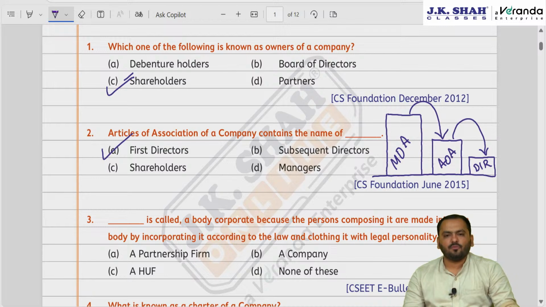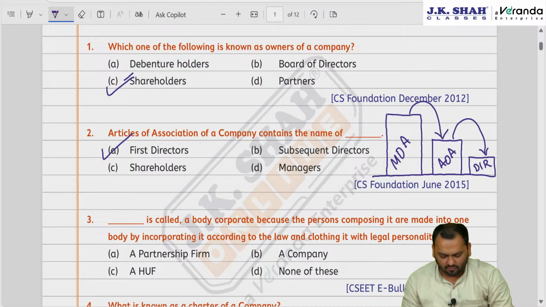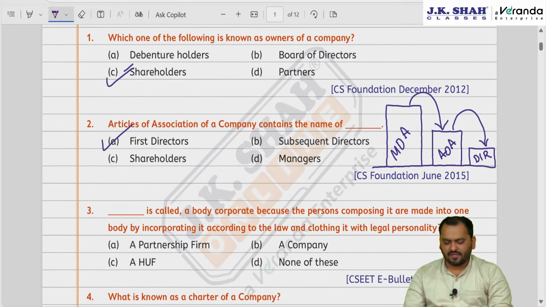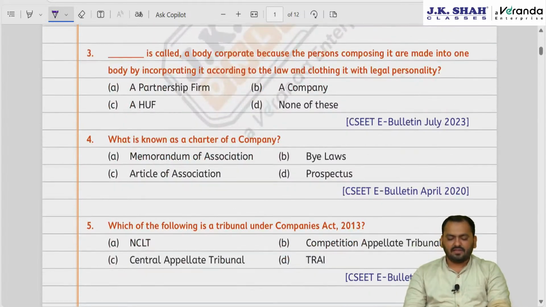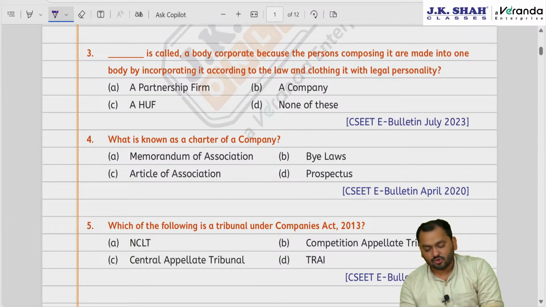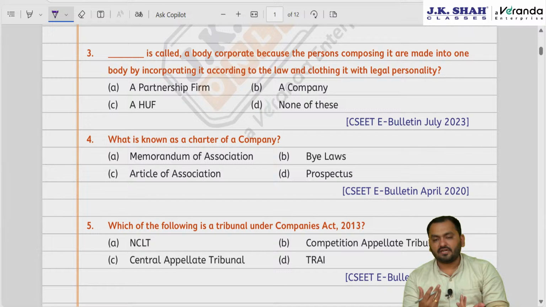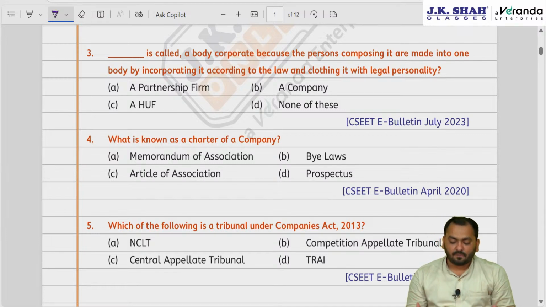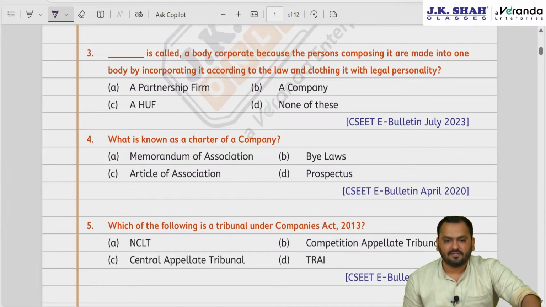Easy. So I hope this is clear to everybody. So the second question is also done. Next one is, dash is called a body corporate because the persons composing it are made into one body by incorporating it according to the law and clothing it with a legal personality.